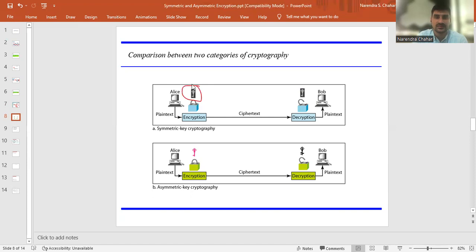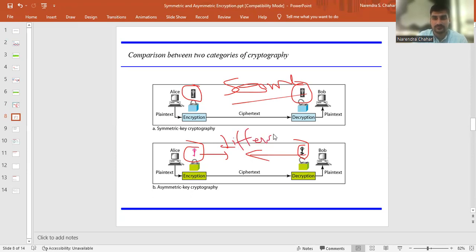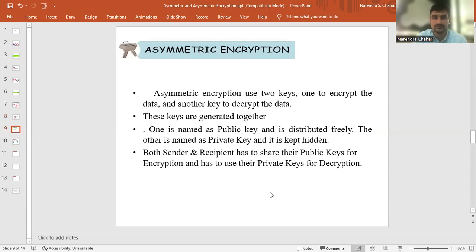The first thing is that in symmetric key cryptography, the key is the same. But in asymmetric encryption, encryption and decryption are done by different keys. There are two keys: one is used to encrypt the data, and another to decrypt the data. One is named the public key and is distributed freely in the network, and the other is named the private key and must be kept hidden. So both sender and recipient use public keys for encryption and private keys for decryption. This is common terminology.